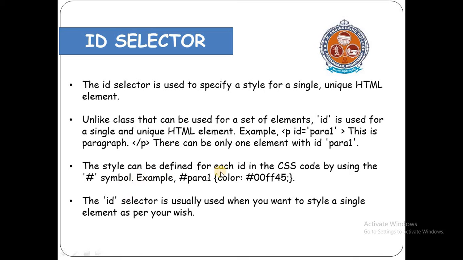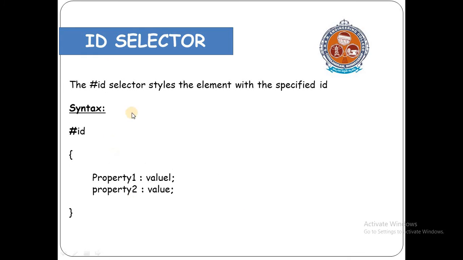The style can be defined for each ID in the CSS code by using the hash symbol. As we use a dot for class, we use hash for ID selectors. The ID selector is usually used when you want to style a single element. The majority of people will use class only, but if you want to make it a unique element, just use ID.